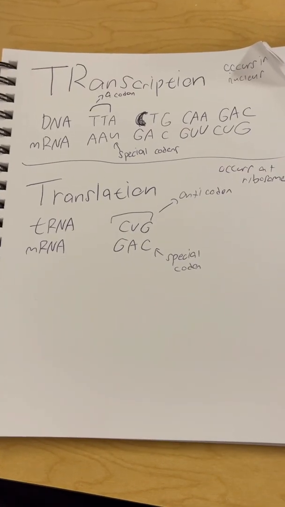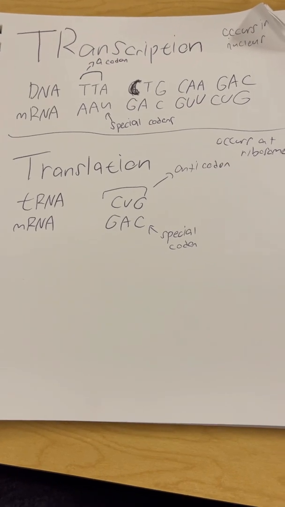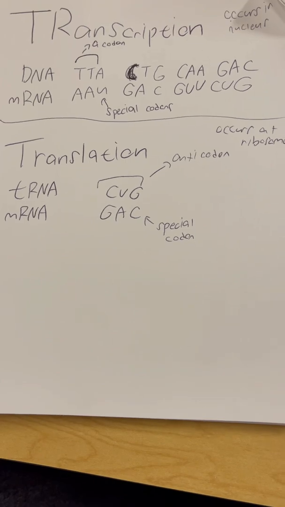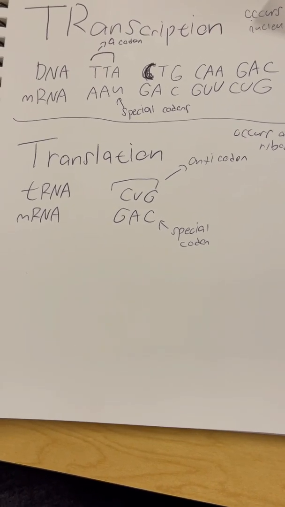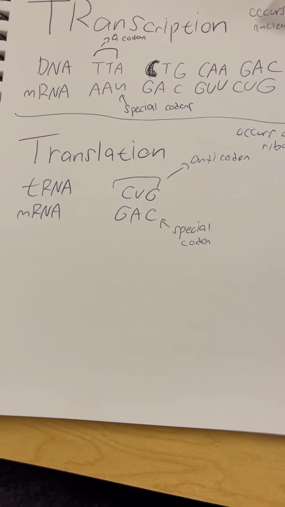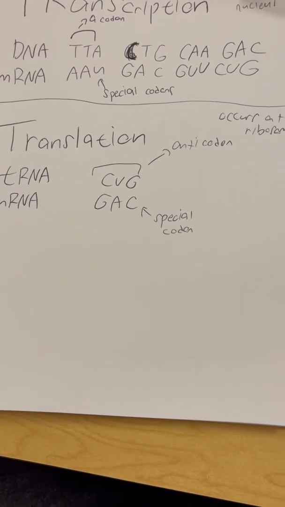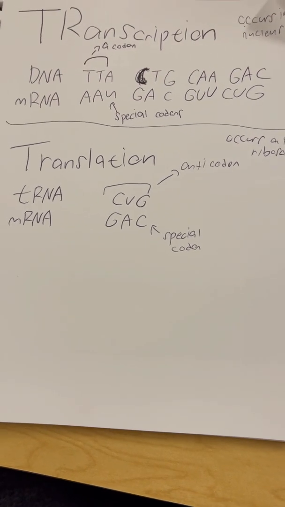Now let's talk about transcription and translation. These are the two main steps of protein synthesis. If you don't know which step goes first, there's a really easy way to remember it. There is a C in transcription and there's an L in translation. A C comes before L in the alphabet. That's why transcription is the first step of protein synthesis and translation is the second step. It's just an easy way to remember it.